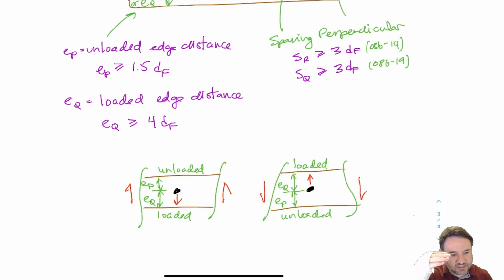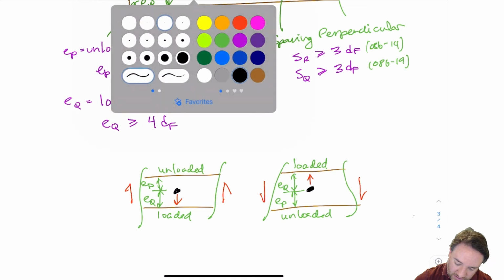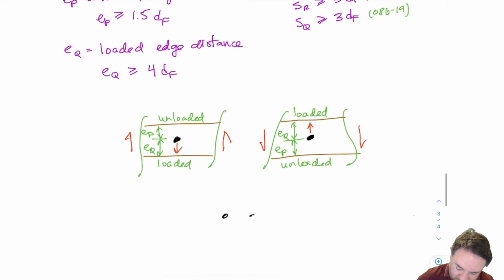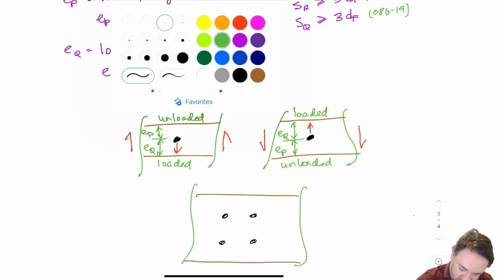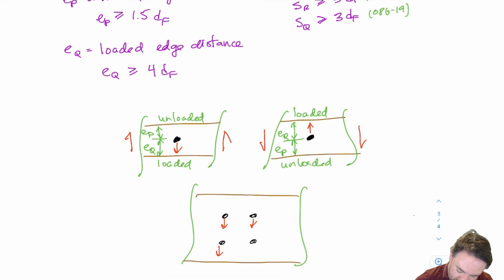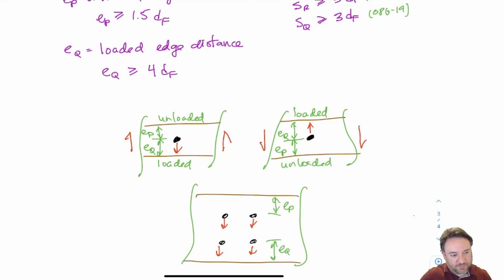Now, of course, this is for the last bolt in the connection, the one that's closest to the edge. That's what this distance is. I've shown it here just for one bolt. If I had a bunch of bolts and they're all pushing down like this, then my bottom edge here is going to be my loaded edge. So that's going to be my EQ. And the top distance here for the unloaded edge is going to be my EP. And then obviously in between the bolts, I have my perpendicular to grain spacing requirement.